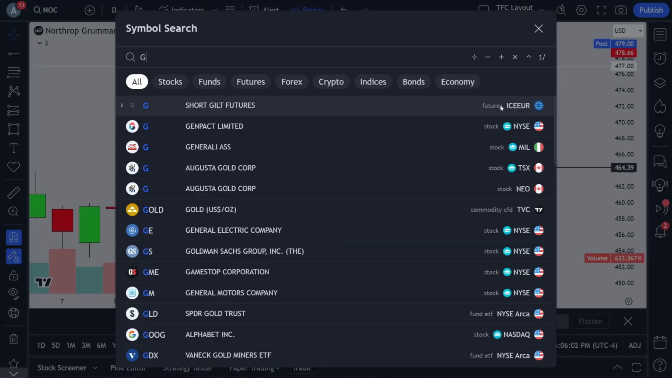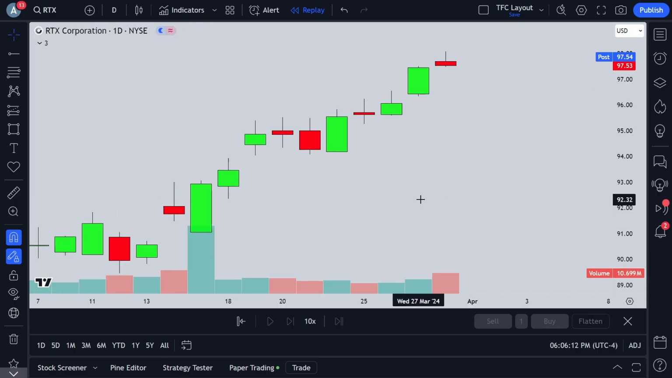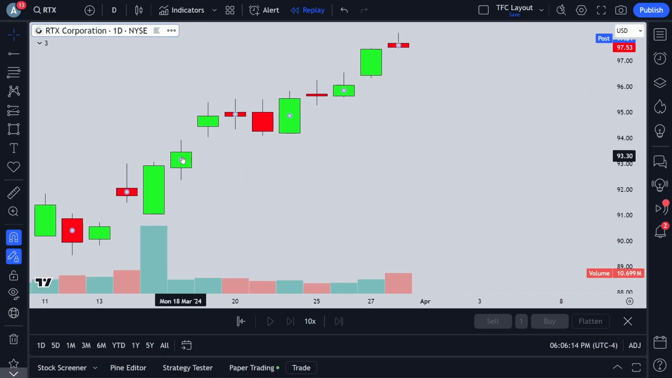The other thing we noticed was GD. So Monday they bought GD. Tuesday they came back to buy more. And this is also part of the War Machine stocks. We also notice RTX. Monday they bought RTX. Tuesday they came back to buy more.